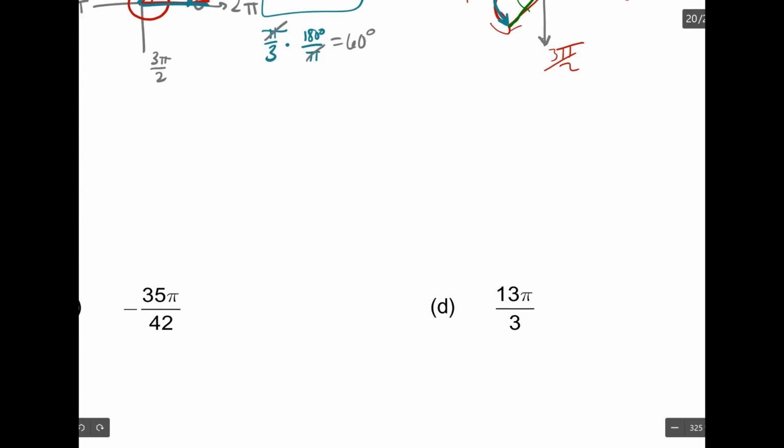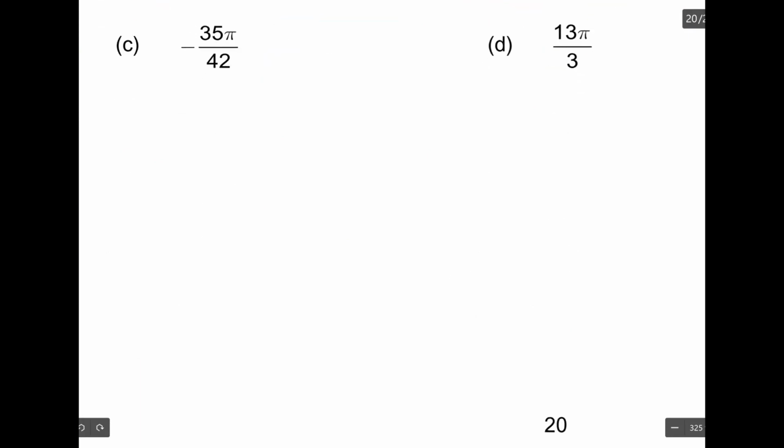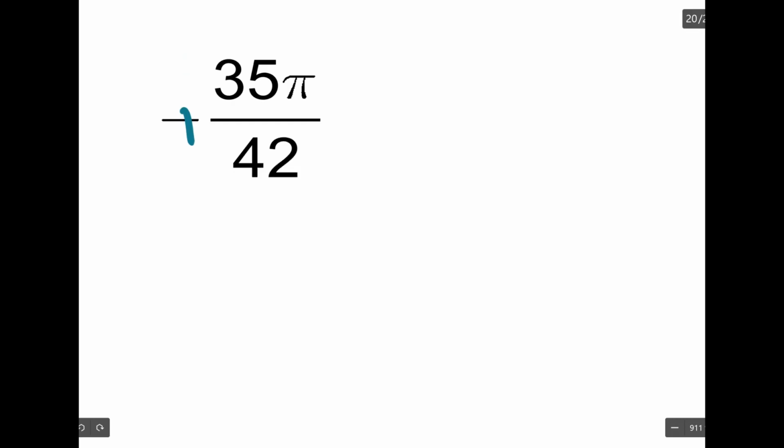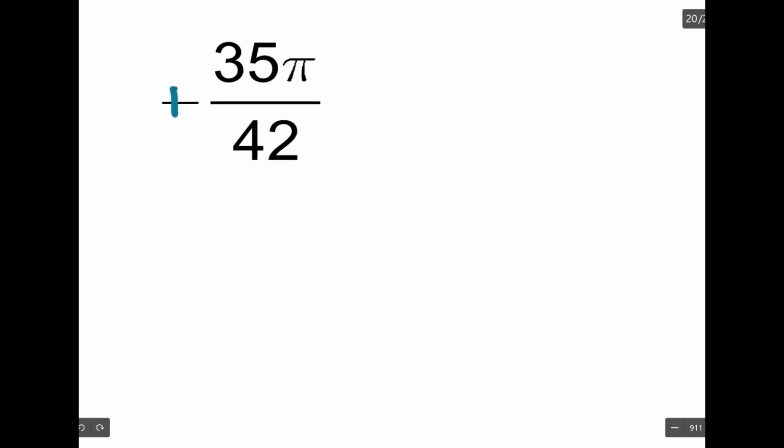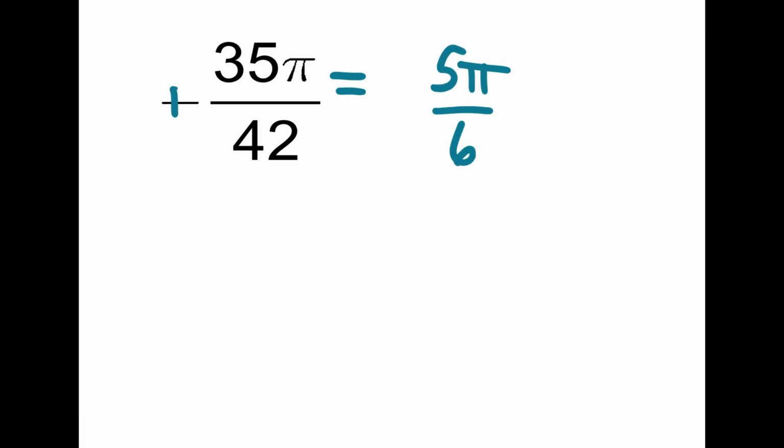Okay, so I'm going to do part C. That way we get an idea of what it should look like. Okay, make it positive. First step. 42 on the bottom. Can I reduce this? Simplify by 7. 5 pi over 6. We can do this. Okay, so 5 pi over 6.